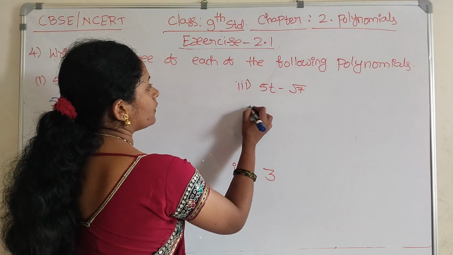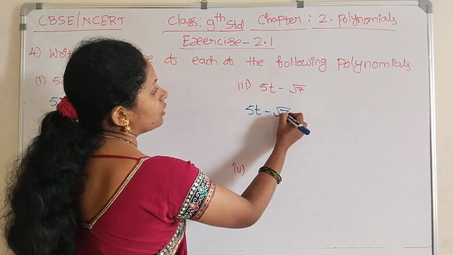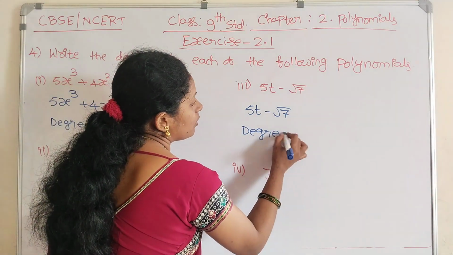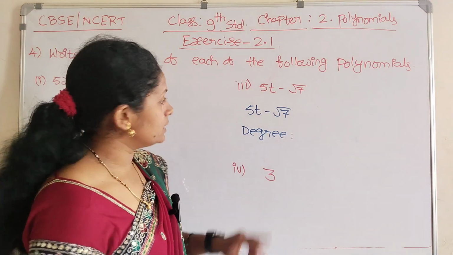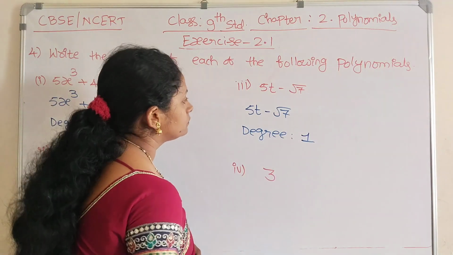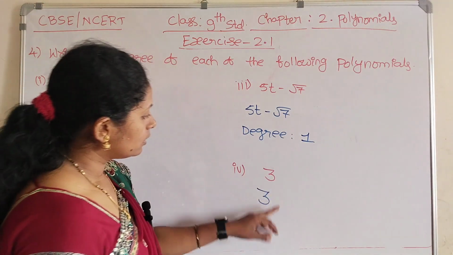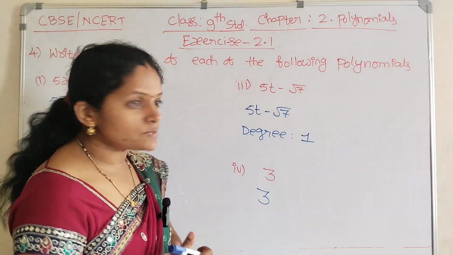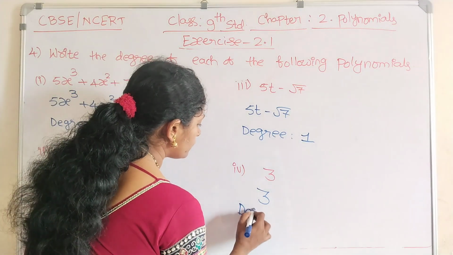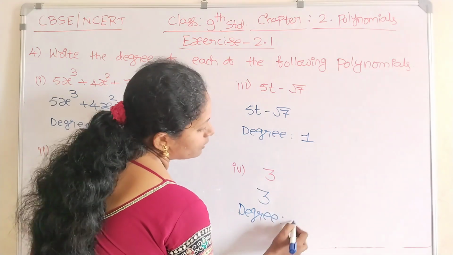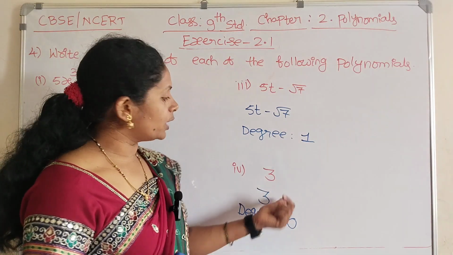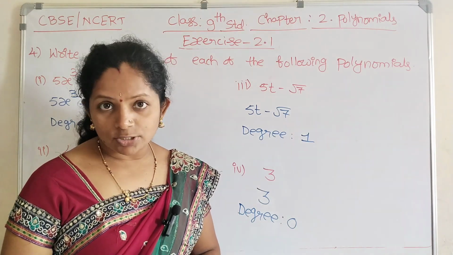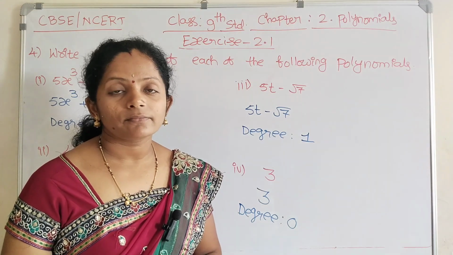Here, 5t minus root 7. The degree of this given polynomial is 1. Last, here no variable is used, so what is the degree of this polynomial? It is 0. Do you remember what type of polynomial it is? Constant polynomial, or it is also called the 0 polynomial.